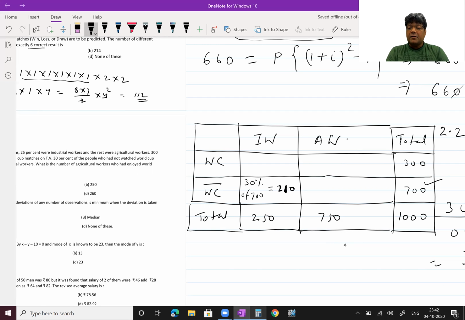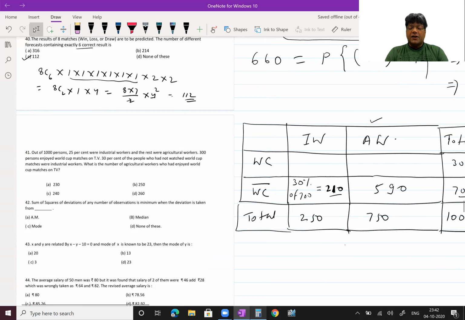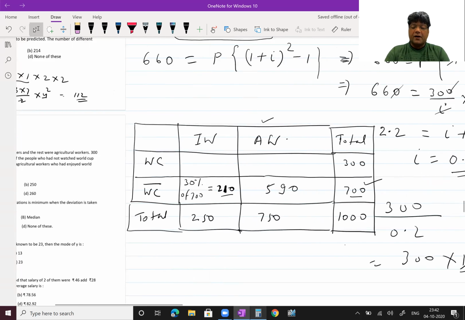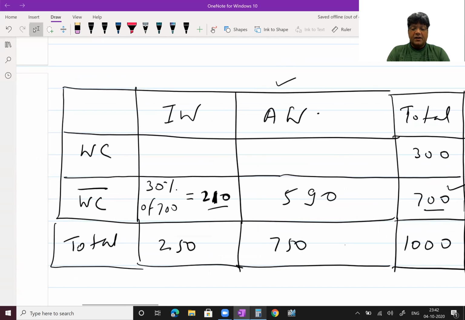So obviously if 210 are industrial workers who have not watched the World Cup, the remaining means 700 minus 210. 700 minus 210 will be how much? 590 workers who have not watched the World Cup out of this 700 should be agricultural workers. So guys, now it's clear. Now no more information is required because from here we can calculate.